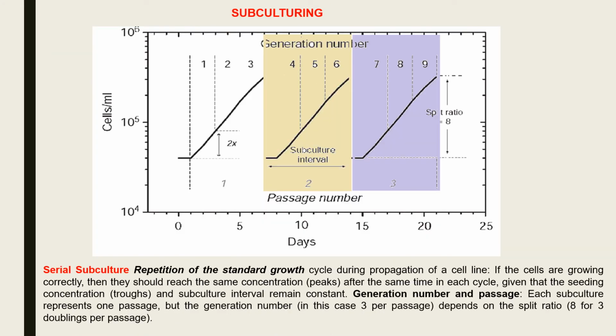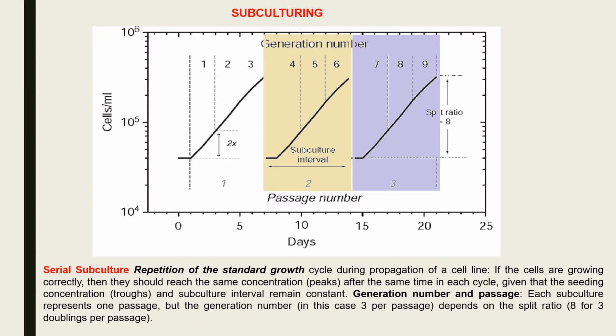The graph here represents repetition of standard growth cycle, that is, growth kinetics curve after each serial subculture put together. Here, if you notice, subculture is done thrice. Hence, the passage is 3. It is shown in different colors.